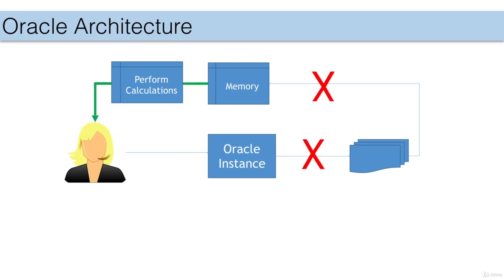Next time, when the same data is being requested by any user, the data is not retrieved from the data files, but just from the memory. This continues as long as the data that is required is not flushed out from the memory.